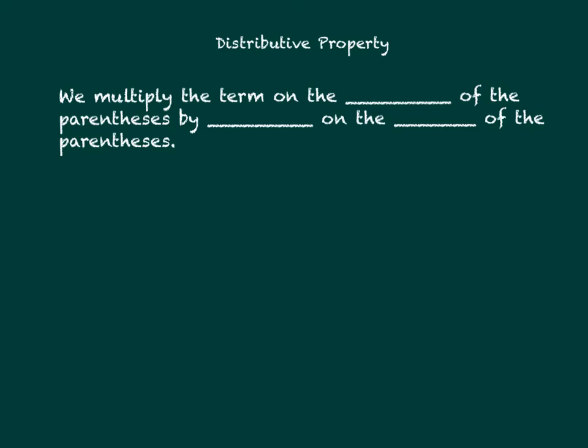Okay, so today's lesson is going to be on the distributive property, and the learning target is that you will be able to use this distributive property to simplify expressions. Basically, the distributive property is when we will multiply the term on the outside of the parentheses by the terms on the inside of the parentheses. Keep in mind that when using the distributive property, it is extremely helpful and it'll help us stay organized if you draw arrows.